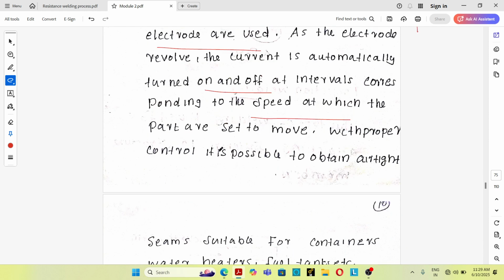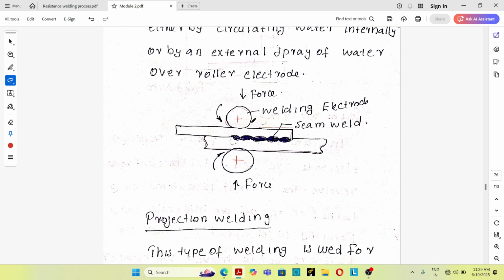In a seam welding process, roller type electrodes are commonly used, which is also used for producing overlap joints. During seam welding, the roller type electrodes are rotating, and the current is automatically turned on and off at intervals corresponding to the speed at which the parts are set to move. So the rollers are rotating continuously. The part is fed into the gap between the rollers at a rate corresponding to the speed of the rollers, and the current automatically switches on and off during the seam welding process, and an airtight joint is produced.